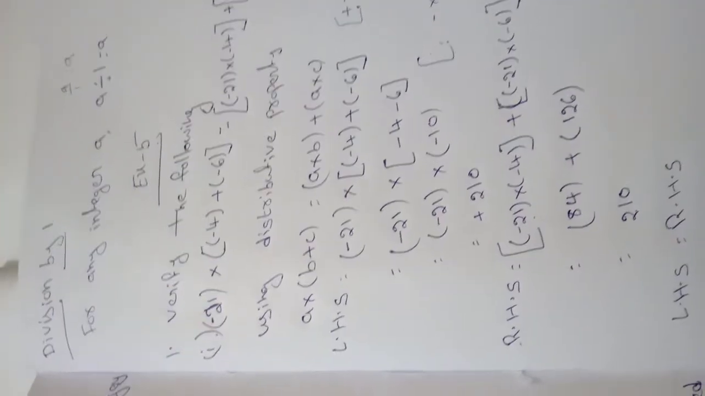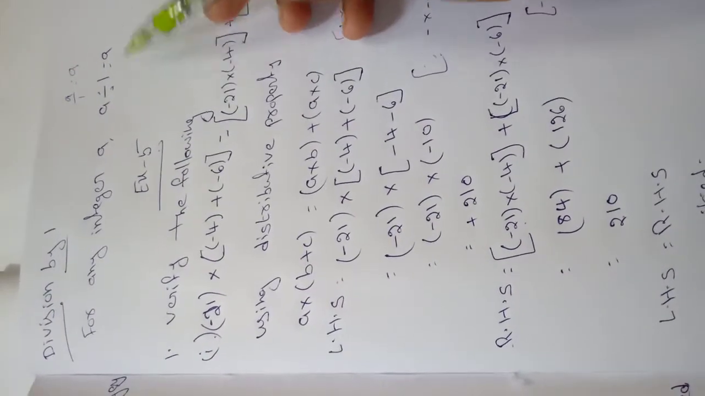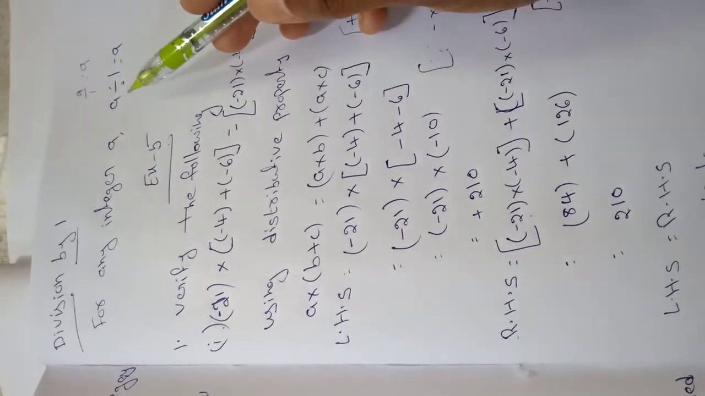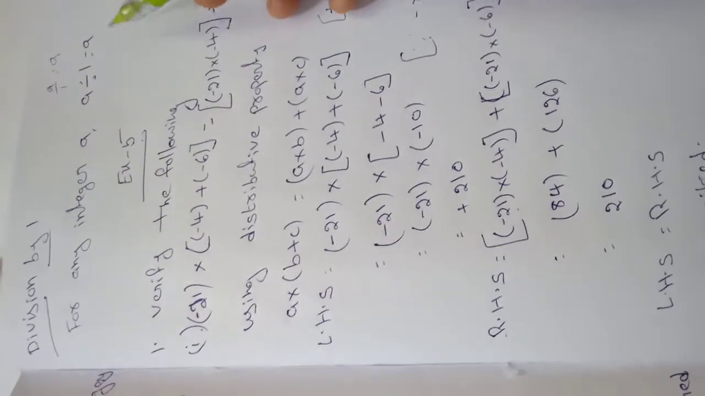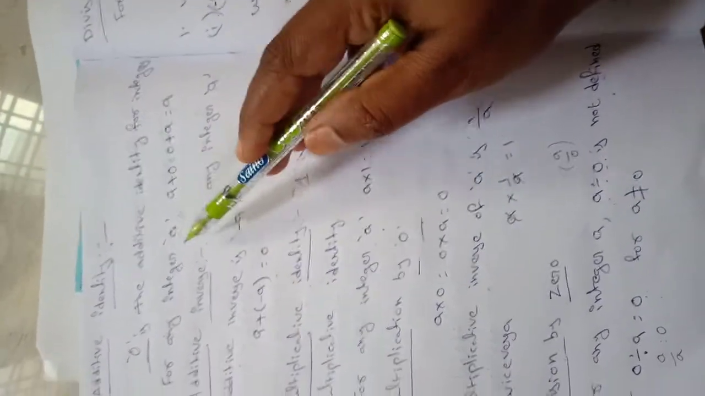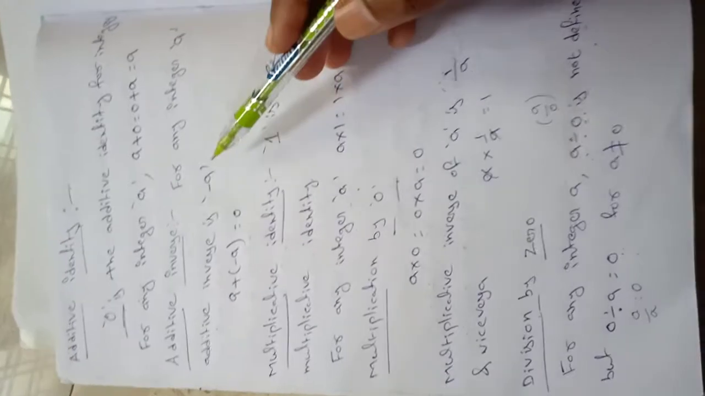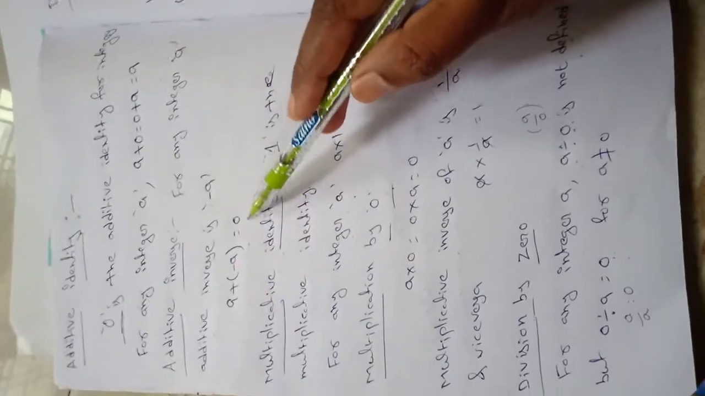A divided by 1 means the same number. So these are some of the rules. Everything here we should learn compulsorily. What is the additive identity? 0. The additive inverse of A is minus A.